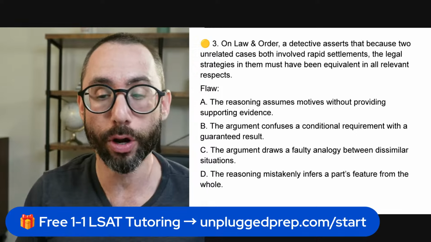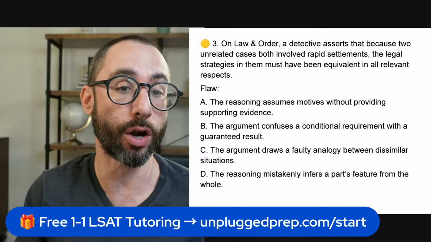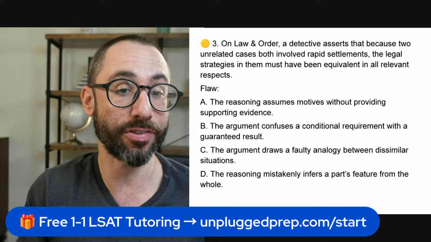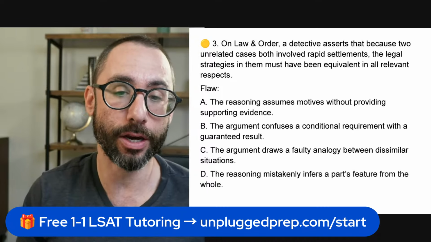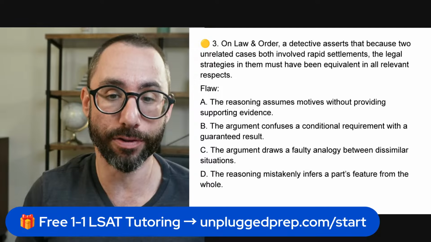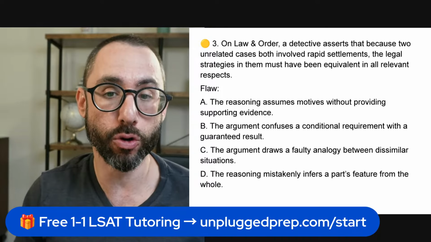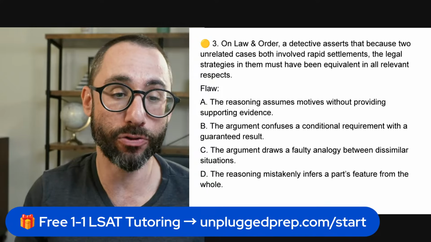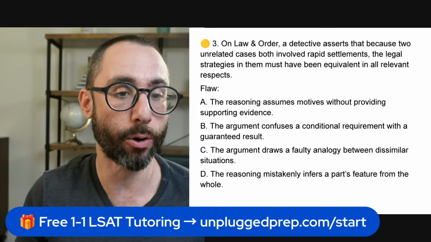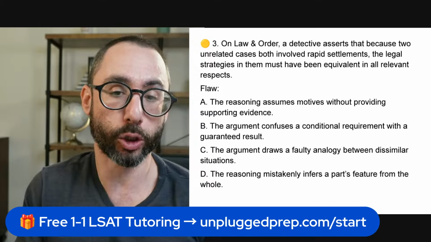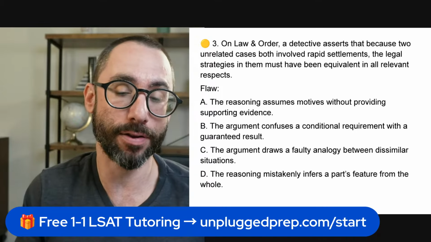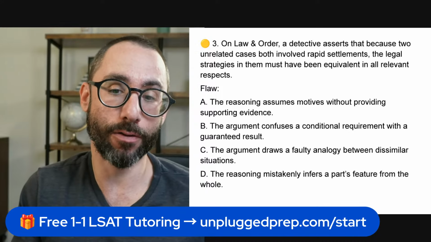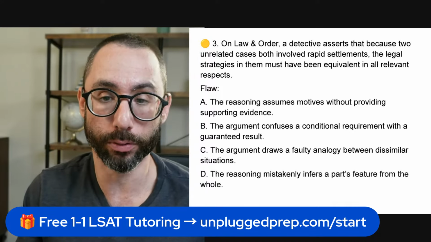On Law and Order, a detective asserts that because 2 unrelated cases both involved rapid settlements, the legal strategies in them must have been equivalent in all relevant respects. What is the flaw? A, the reasoning assumes motives without providing supporting evidence. B, the argument confuses a conditional requirement with a guaranteed result. C, the argument draws a faulty analogy between dissimilar situations. Or D, the reasoning mistakenly infers a part's feature from the whole.